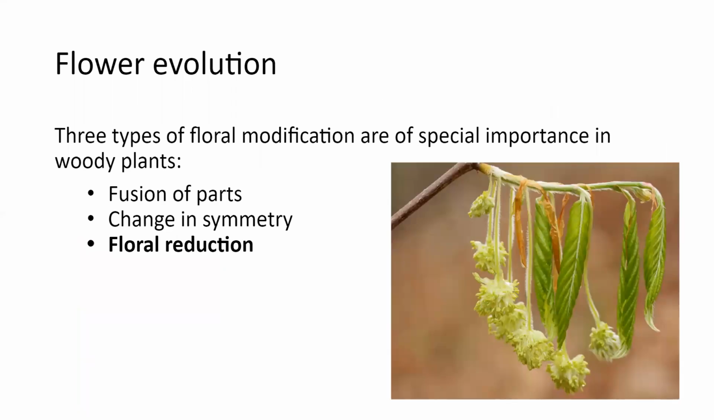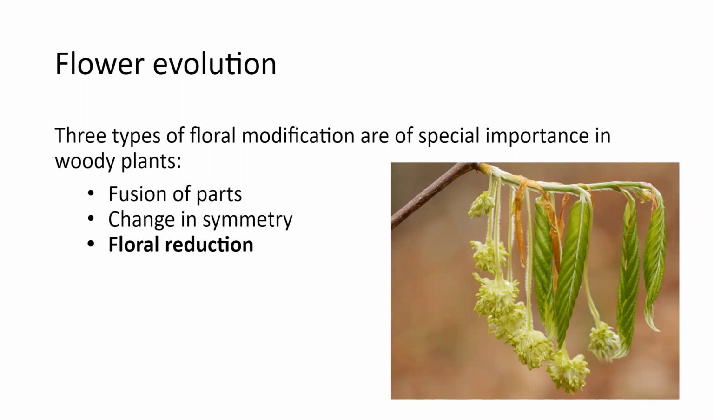We also have floral reduction. This is something where you have fewer parts in the plant. We learned Fagus grandifolia in lab, and you can see these are the most amazing flowers for American beech. This is what they look like in the spring. It's one of those things that once you see them, you wonder where they came from, and then you get to learn about beech flowers.